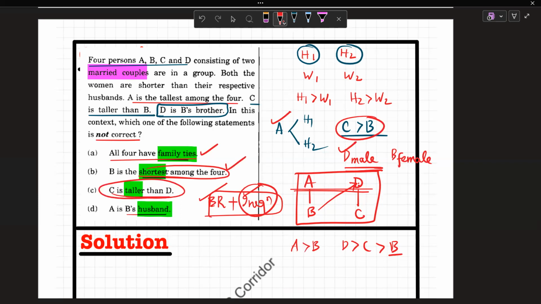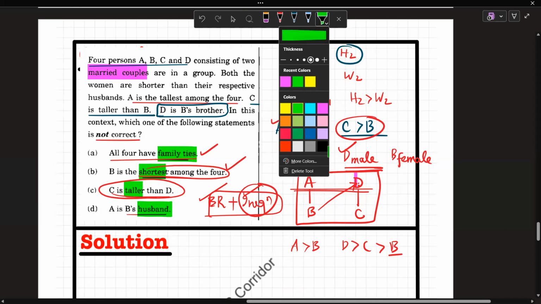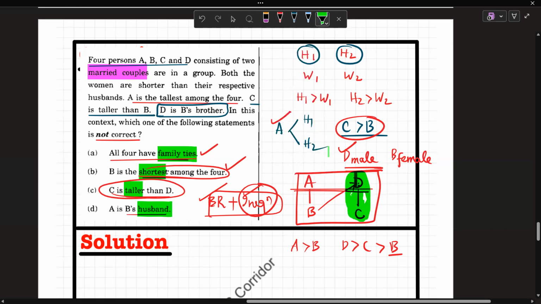C is taller than D. How can C be taller than D? Because in this married couple, the statement is husband is taller than the wife. That means D is taller than C. So how is C taller than D? It is a wrong statement. So your answer will be C. Okay, very easy question. You just need to be very careful in arranging those persons to the respective places. Who is the husband? Who is the wife? Be careful in that part. Inequation part is easy.